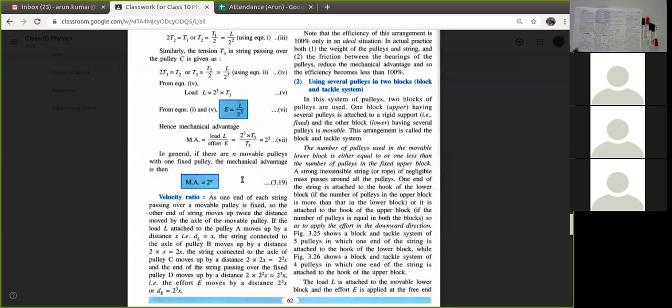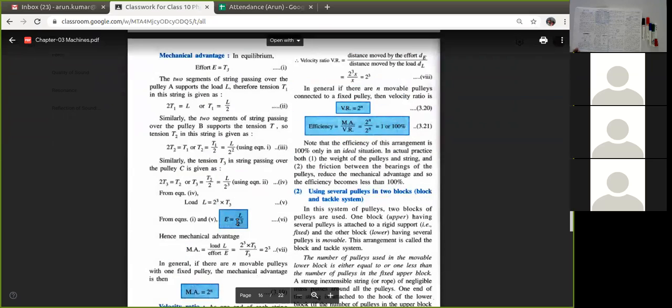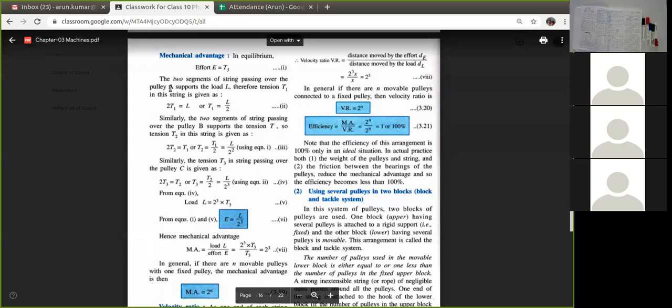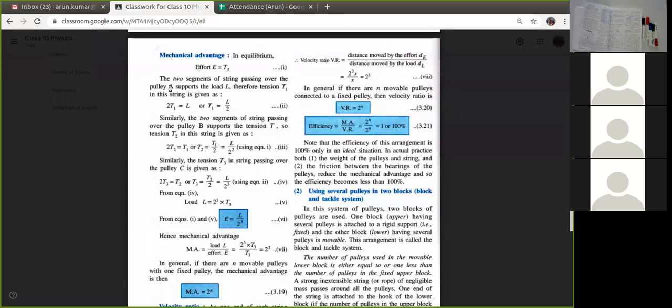Then for the velocity ratio, you can go over that section and find out. You will find that the velocity ratio is exactly the same as the mechanical advantage, which is also 2 power n. If you study the derivation, then you will understand it. If you study it and you didn't get it, it's all right. All you need to do is remember that for pulleys, if there are n number of movable pulleys and one fixed pulley, then the mechanical advantage will be 2 power n.